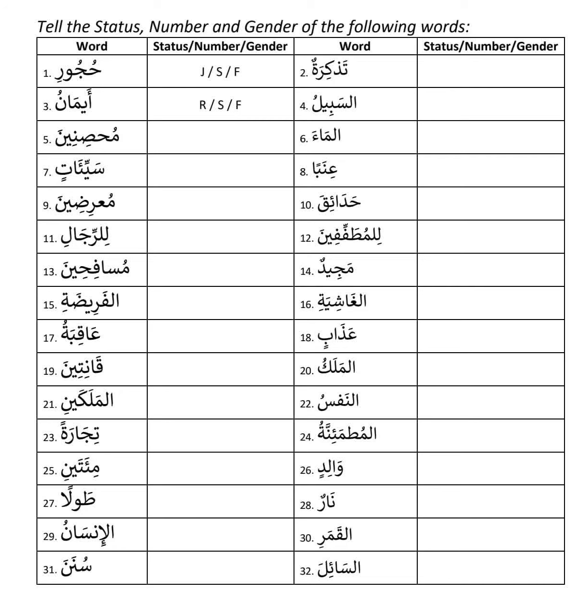So that is a broken plural. It is Aimanu, with the u sound, rafa. And since it's a non-human broken plural, it is considered a singular feminine. Next word is Al Sabilu.